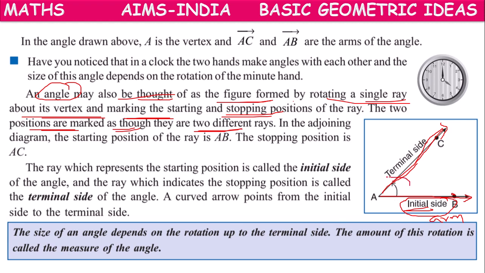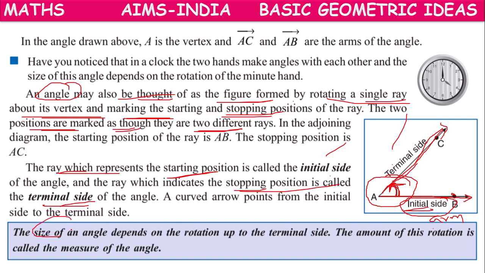At that time also, we can observe the formation of an angle. The ray which represents the starting position is called the initial side. The ray which indicates the stopping position is called the terminal side. Terminal means stop. Terminal side of the angle. A curved arrow represents the direction from initial side to terminal side. This is known as an angle.